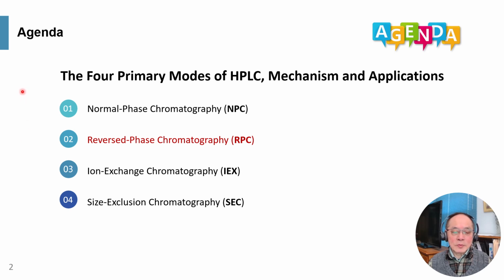Here is the agenda where we describe the 4 primary modes of HPLC, their mechanisms and applications. First is normal phase chromatography, or NPC. Second is reverse phase chromatography, or RPC. It is highlighted because it's the most common mode. Third is ion exchange chromatography, IEX. Finally, size-exclusion chromatography, or SEC.